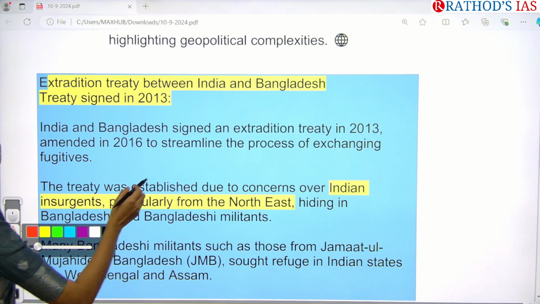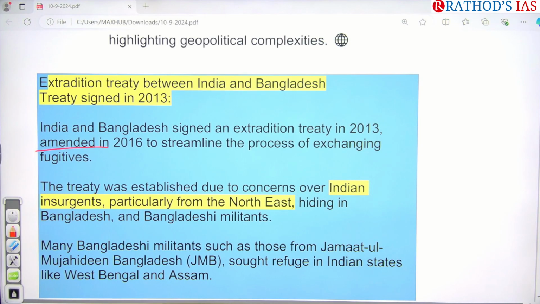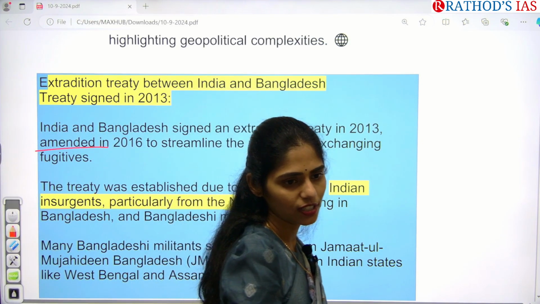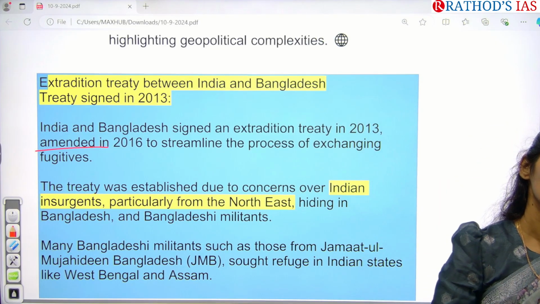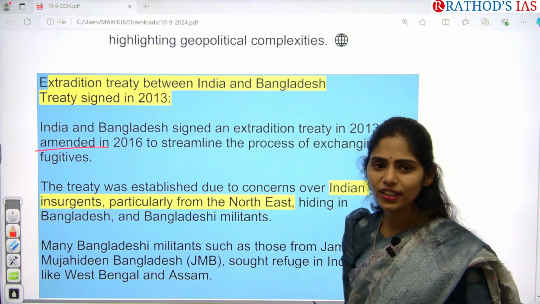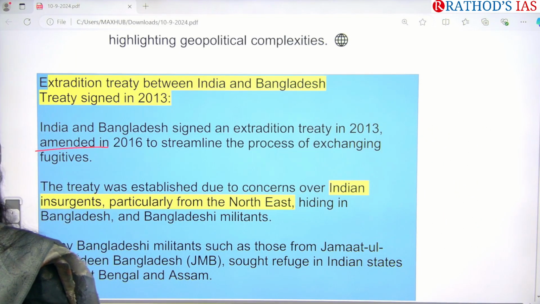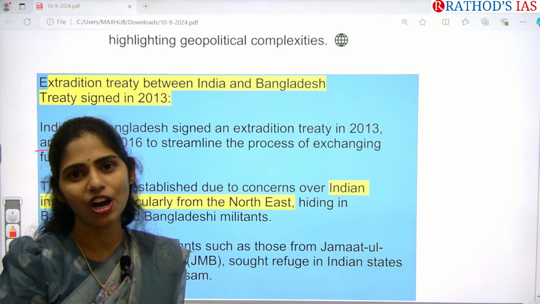India and Bangladesh signed this treaty in 2013, and later in 2016 we amended it so that the process of exchanging fugitives would be very fast. So can you say what the success of this extradition treaty is? Yes, we signed in 2013 and made changes in 2016. Do you know any success stories? No? Whenever you write anything, you need to know even success stories. So how far is it successful?